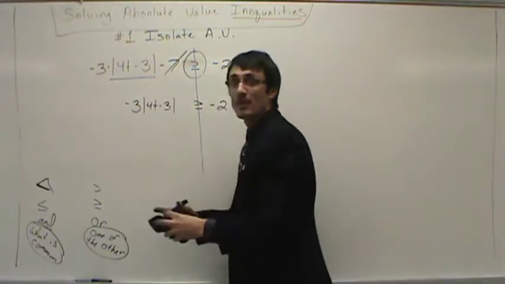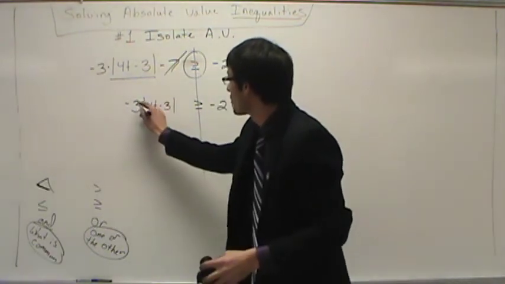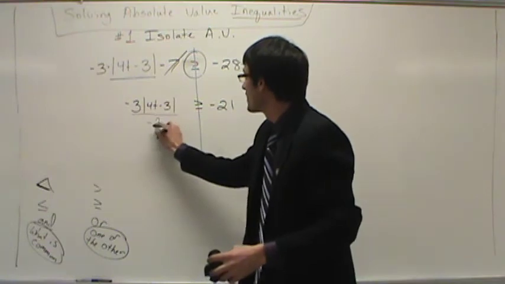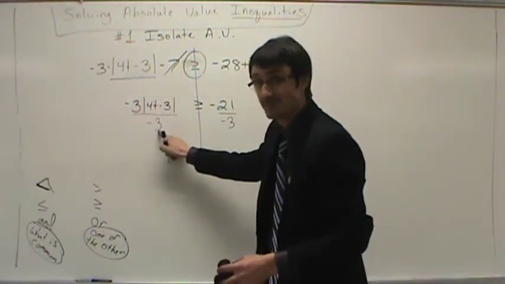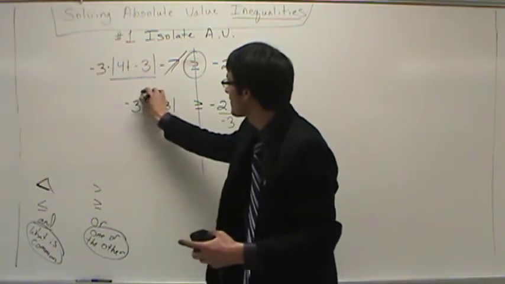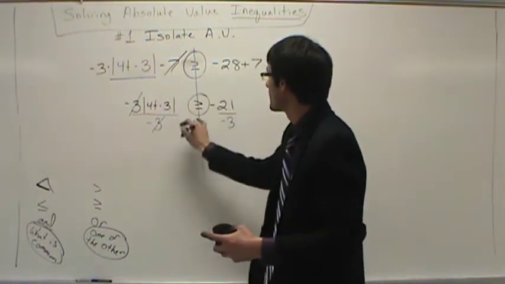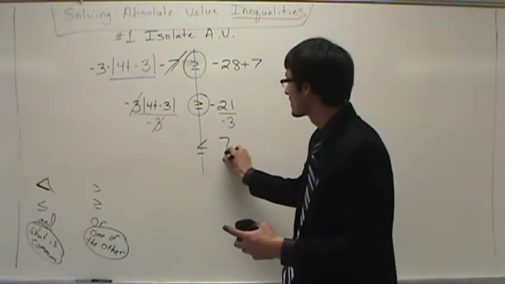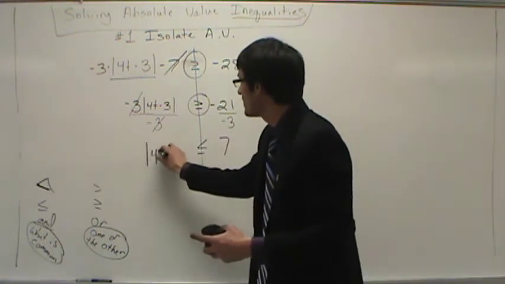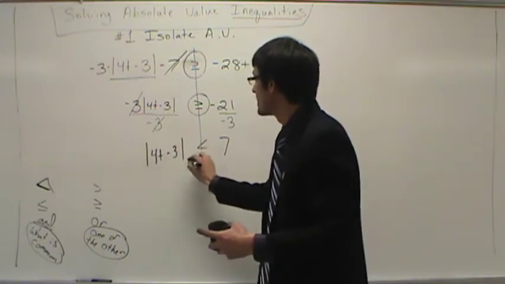Now what do we have to do? We have to get rid of the -3. Since -3 is being multiplied, we're going to divide. Divide by -3, divide by -3, and when we divide or multiply by a negative number, the inequality sign flips. So we end up with less than or equal to -21 divided by -3 is 7. Okay, we have the absolute value of 4t minus 3 is less than or equal to 7.